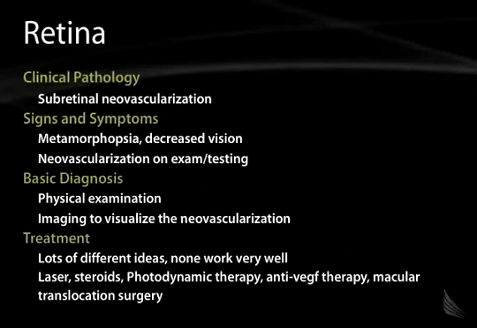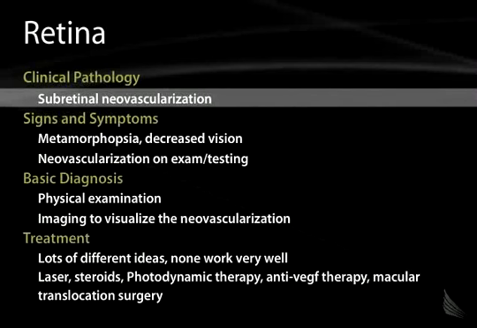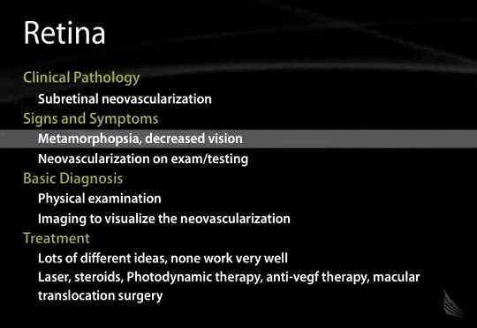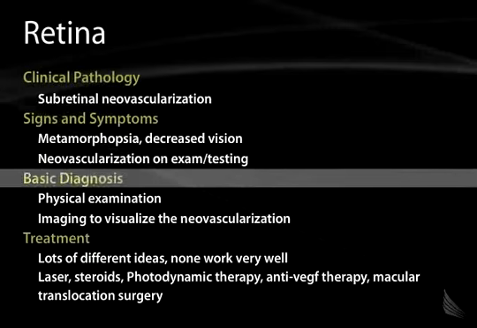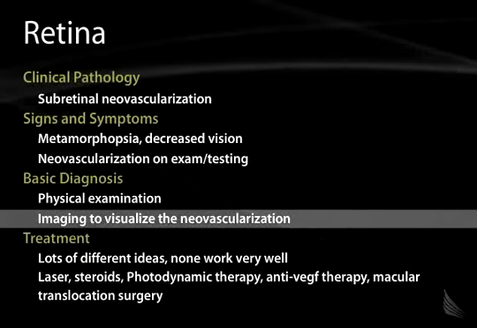This picture up here on the top right is supposed to show a new vessel coming through the choroid underneath the retina and causing distortion of the shape and therefore the signal interpreted by the retina. We often get subretinal neovascularization when you look histologically. The signs are changes in central vision, which is called metamorphopsia, where you have distorted shapes, decreased vision, and you can get neovascularization that you see on exam or with imaging testing. The diagnosis is based on your exam or imaging to detect the neovascularization.